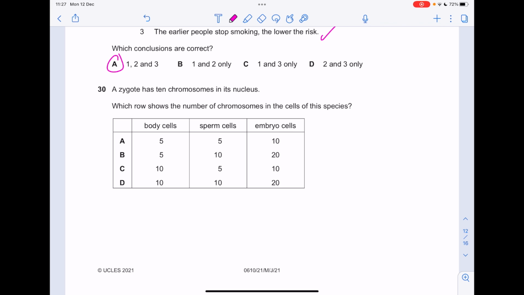A zygote has 10 chromosomes in its nucleus, which row shows the number of chromosomes in the cells of this species? So a zygote is formed from an egg and sperm joining at fertilization. So in effect, it becomes a normal body cell. And so if we consider the body cell, it should therefore have 10 chromosomes in its nucleus. The sperm cells, having the haploid number, will have half of that. And then the embryo cells, again, they effectively count as normal body cells, so we're back up to 10 chromosomes, which is why C is the answer.